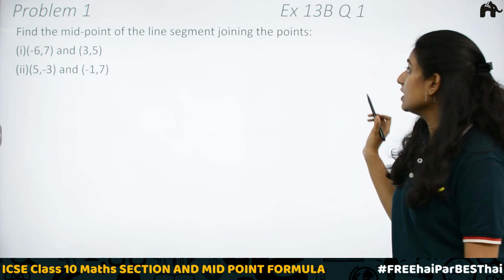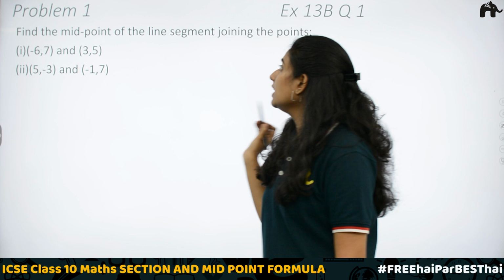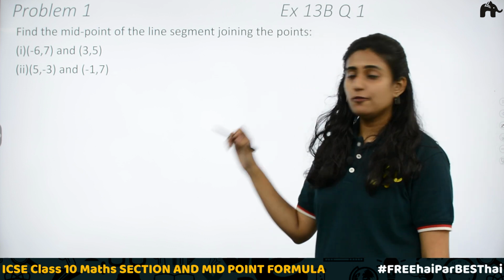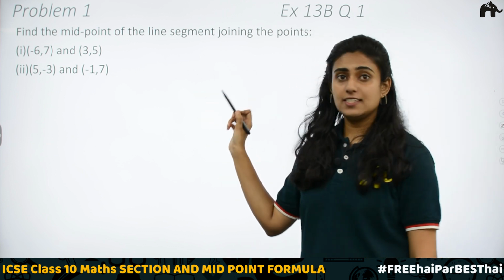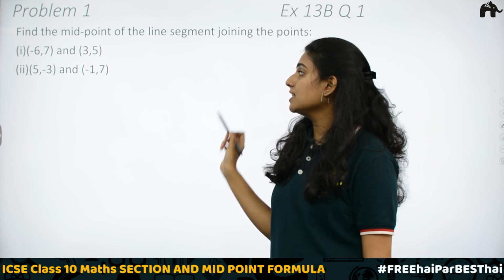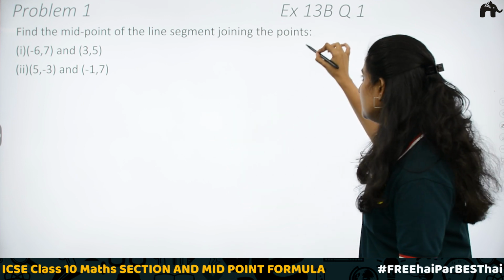Here we have the first question, problem 1. Find the midpoint of the line segment joining the points. First, -6, 7 and 3, 5. Second, 5, -3 and -1, 7. What is midpoint formula?